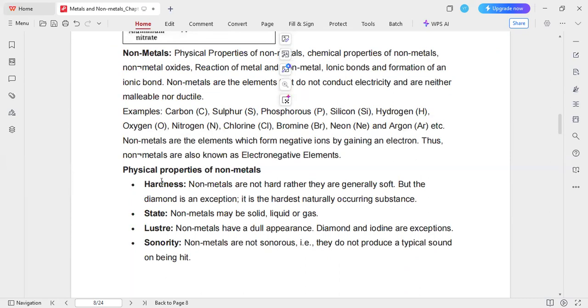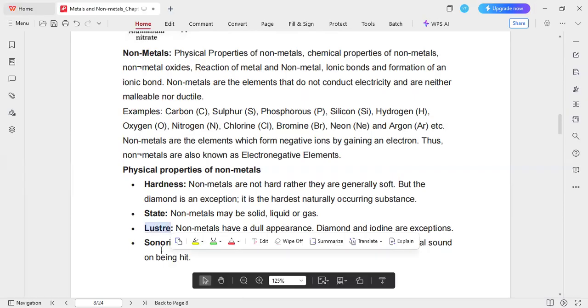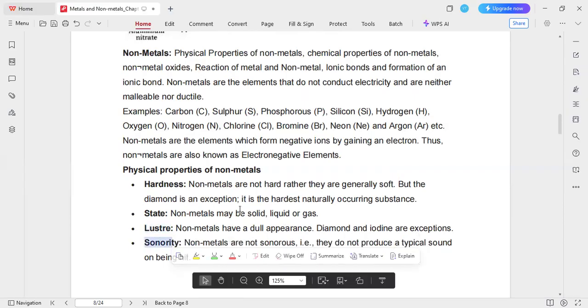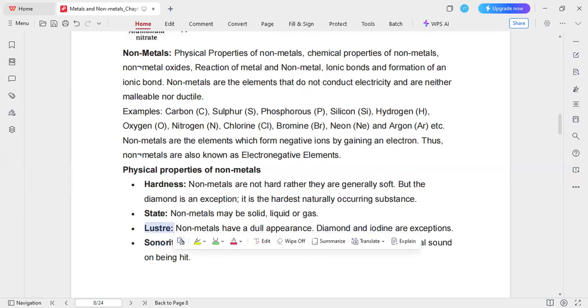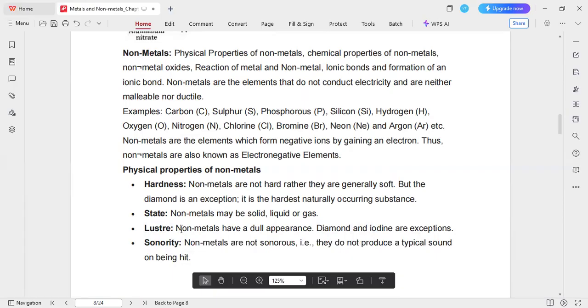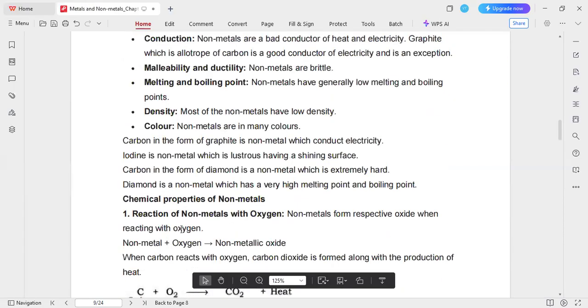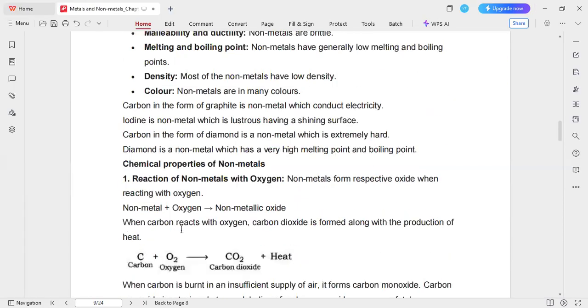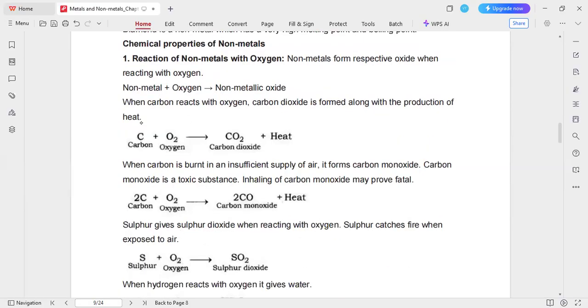So generally they are soft, children. There are a few examples which are hard, like a diamond. They may exist as solid, liquid, and gaseous state also. They are generally non-lustrous. They are generally non-sonorous. Yes or no? But exceptions are there, like diamond and iodine are exceptions, they are lustrous. Okay, is it clear? Next, coming to the chemical properties of non-metals.